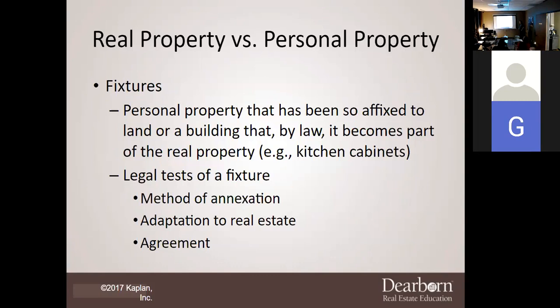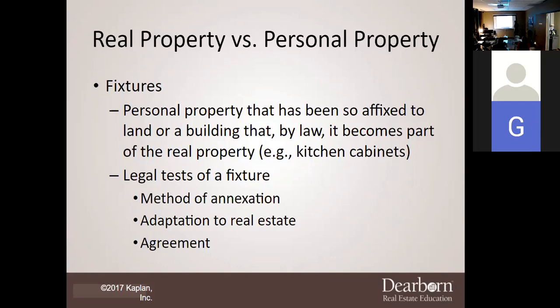Personal property. Take it with you. But because you've created this big TV and it's attached so solidly, we need to look at the method, the legal test of a fixture. So we need to look at the method of how it is annexed. How exactly does Wyatt have this TV on the wall?